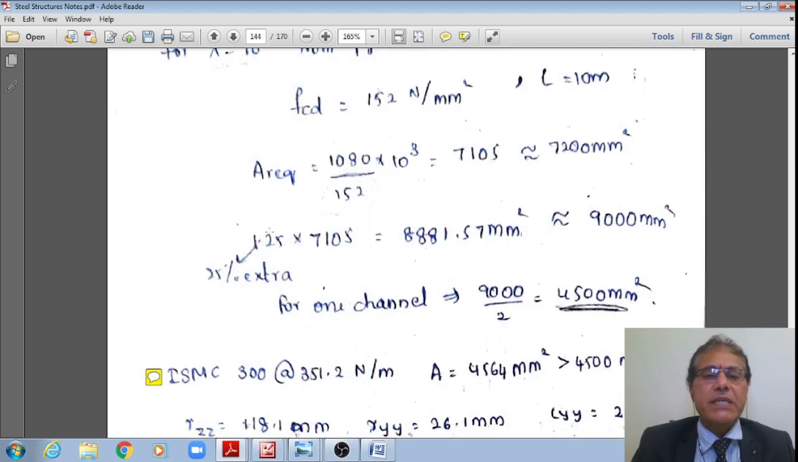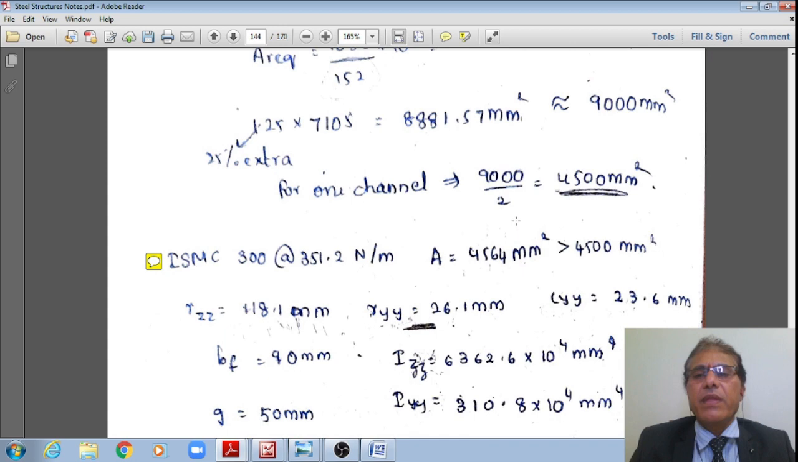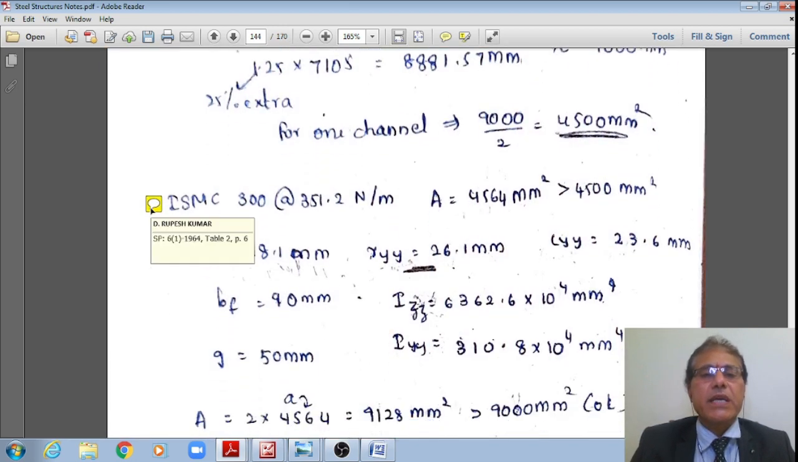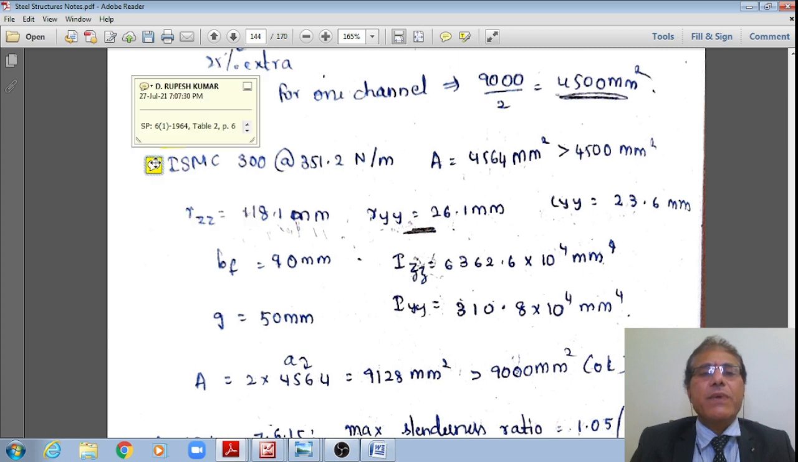Because I want to optimize the section, I am proceeding with 25%. If it fails, I'll increase by, say, 35%. Even if it fails, now I'll increase by 50%. Therefore, I want to optimize the section. Hence, I want to choose a section from SP 61 1964 table 2. Let me go to this table 2, page number 6, student, from SP 6, which is Structural Engineers Handbook 1, table 2, page number 6.